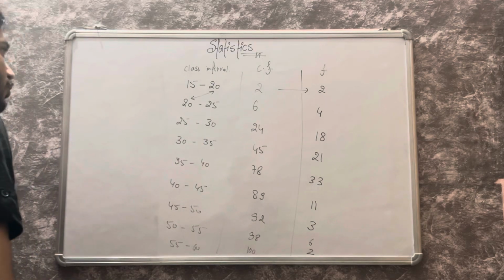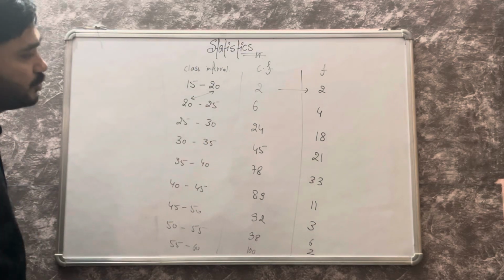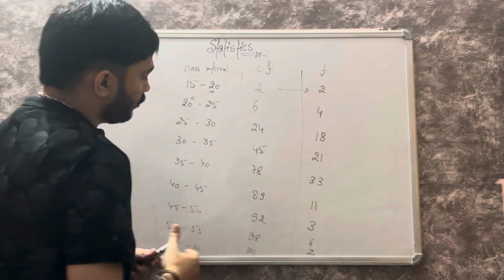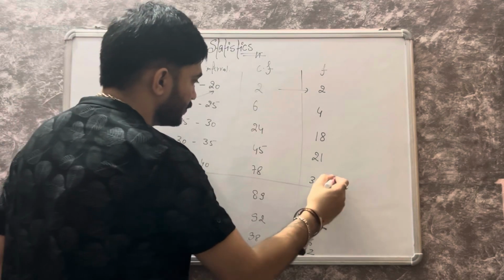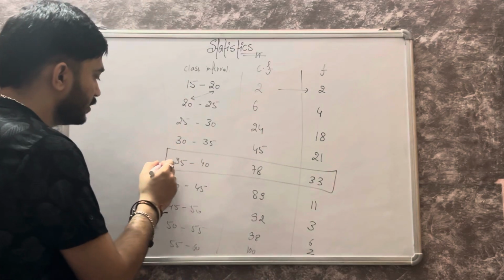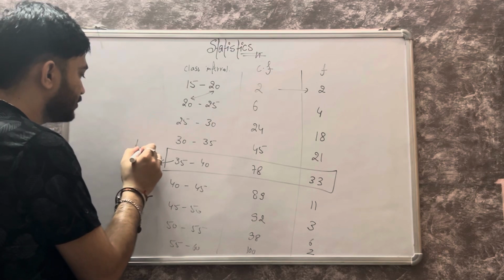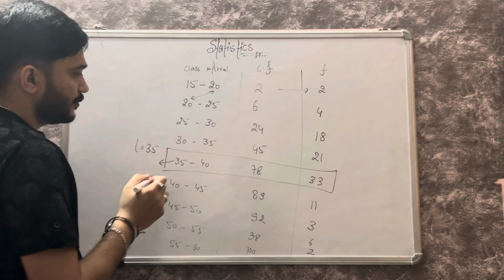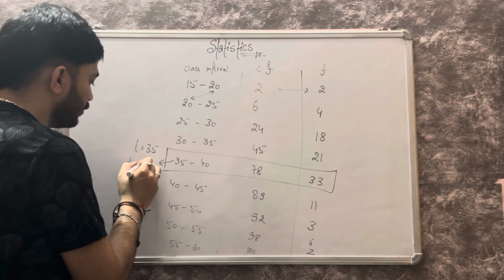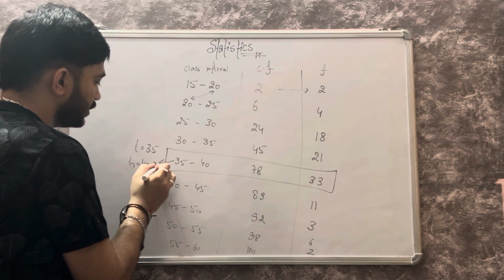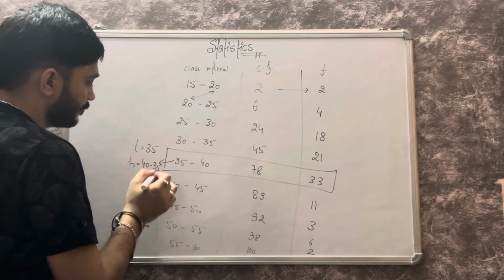Now, what we are going to look at is the highest value possible of f. The highest value possible of f is 33. So highlight it. This is going to be our L. L is going to be 35 here. And our H is going to be upper value minus lower value, that is going to be 5 here.